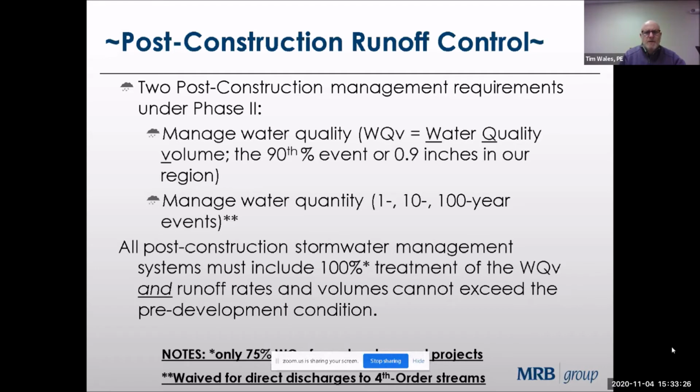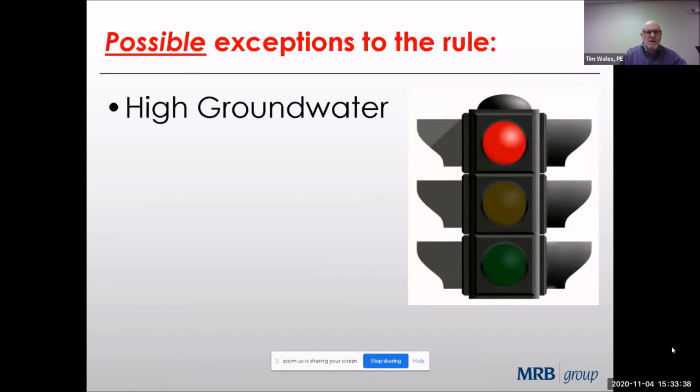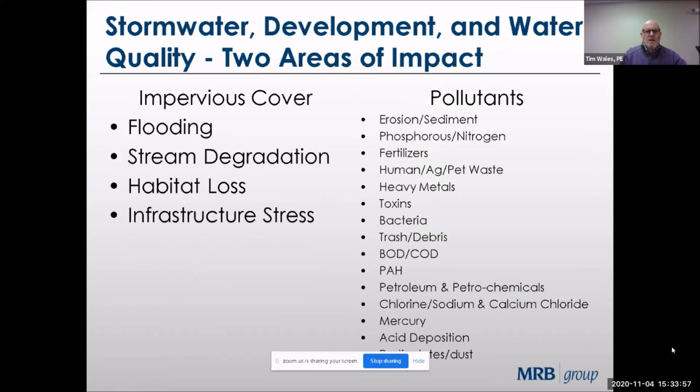All right, so possible exceptions to the rule when you're a designer is you can't use green infrastructure practices, or the standard stormwater management practices, on sites with high groundwater, shallow bedrock, impermeable soils, steep slopes, and karst geology and limestone. Those are sites that present problems for stormwater management practices to keep stormwater on the site, infiltrating and managed.